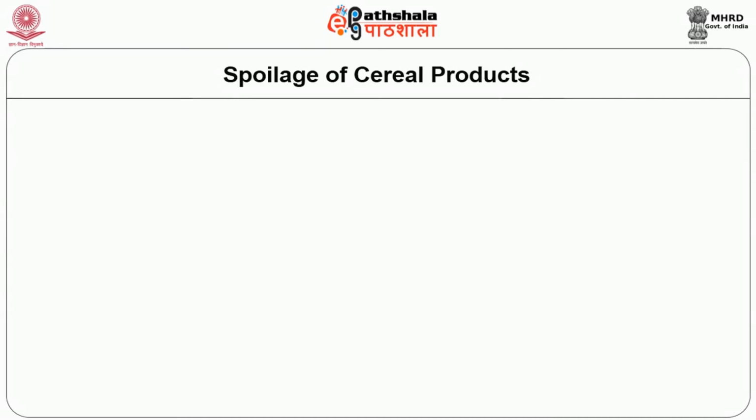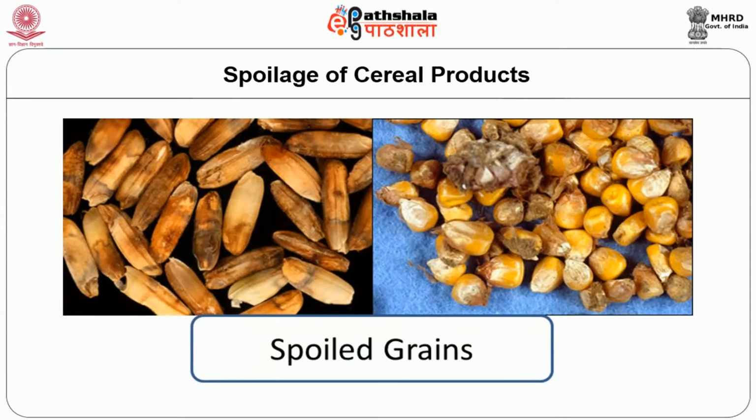Let us see about spoilage of cereal products. A little added moisture to the dry grains will result in the growth of molds on the surface of grains in the presence of air. The most common spoilage causing mold species are Aspergillus, Penicillium, Rhizopus and Fusarium.